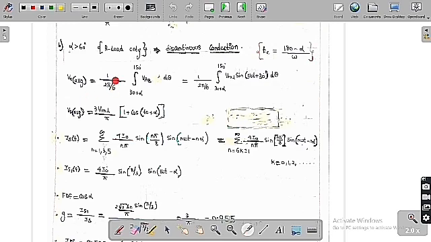So the average output voltage is equal to 1 by 2 pi into, as there are 6 pulses, 6 into the integration from 30 plus alpha to 150 only. Here we have to go only up to 150, because after that it will be 0.